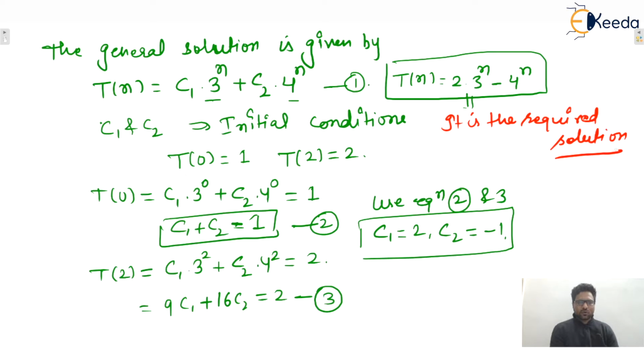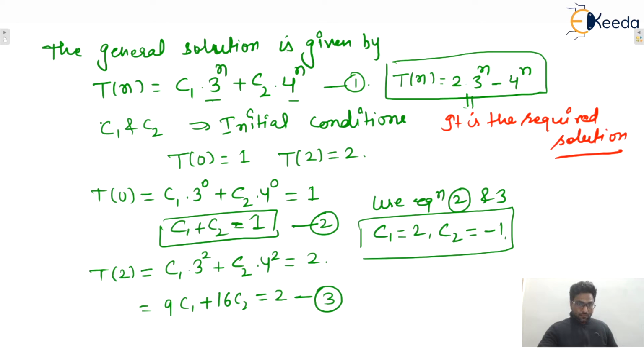How to write the general solution? If two roots are there, then we'll take two constants. Otherwise, if three roots are there, then plus c3 into the third root raised to power n. I hope this is clear to you. And with the help of initial conditions, you can find out the values of these constants. I hope this is clear to everyone. Okay, so write down the next one.